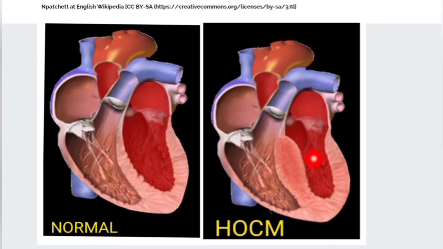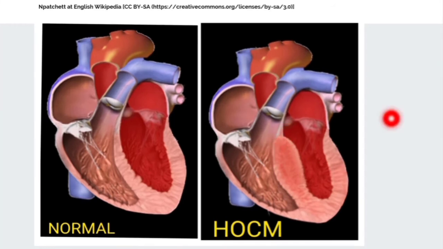But in most cases the hypertrophy is found near the septum at the subaortic region. So you can picture in your mind that if there is an obstruction near the septum at the subaortic region, it obstructs the blood flow from the left ventricle to the aorta. Over time this obstruction creates pressure inside the left ventricle, and the left ventricle undergoes concentric hypertrophy in order to generate more force to overcome that obstruction.